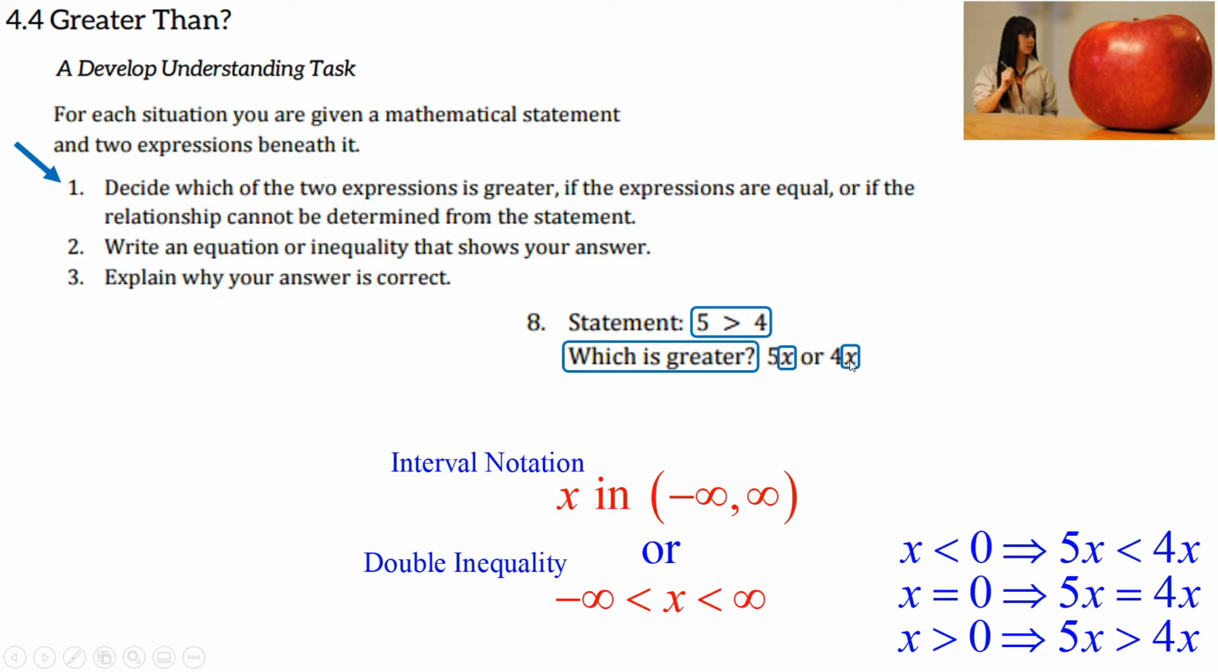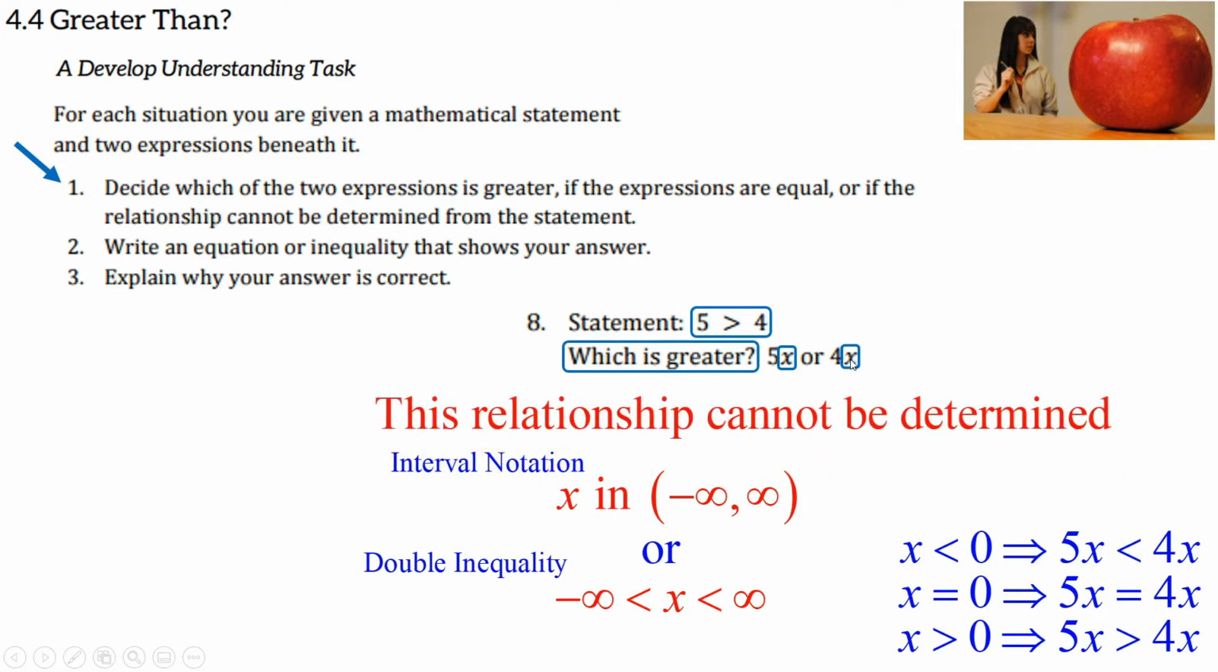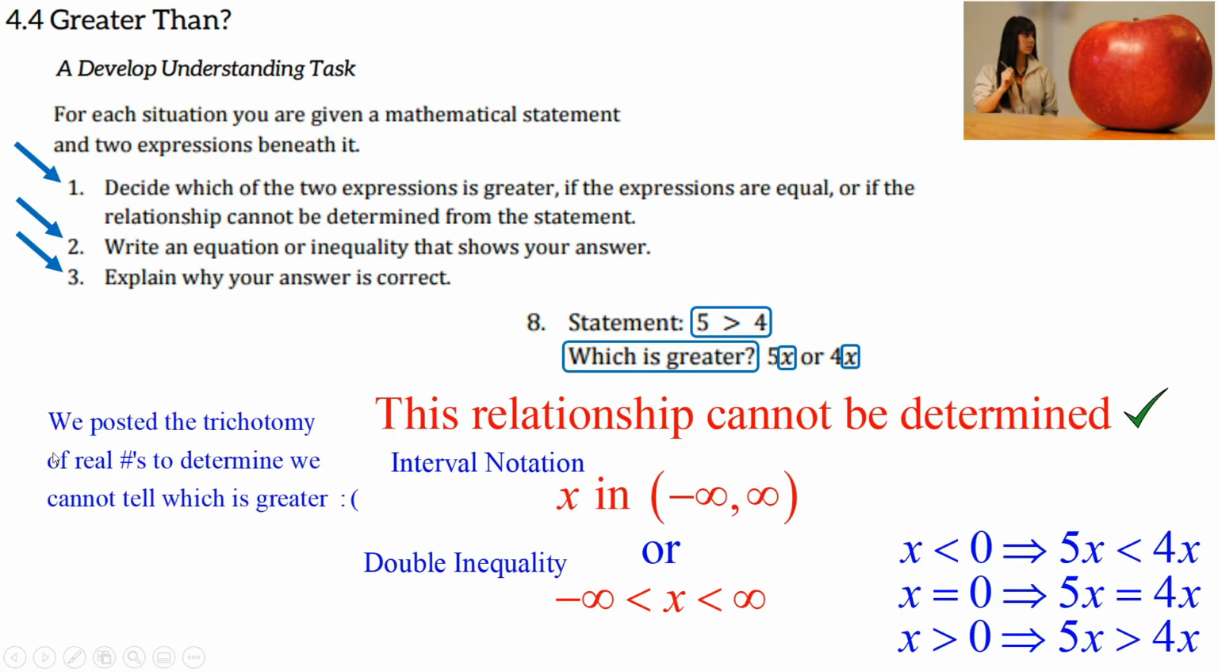Which means I feel a frowny face coming on. This relationship cannot be determined. Okay, so write an equation or inequality that shows your answer. Well, it couldn't be determined, but we did use a lot of inequalities and equations down here to check that. All right, explain why your answer is correct. We posted the trichotomy of real numbers to determine we cannot tell which is greater: x less than 0, or x equals 0, or x greater than 0. That is all real numbers, and we call this a trichotomy because there are 3 situations there.